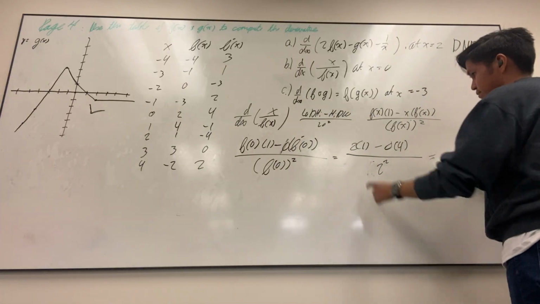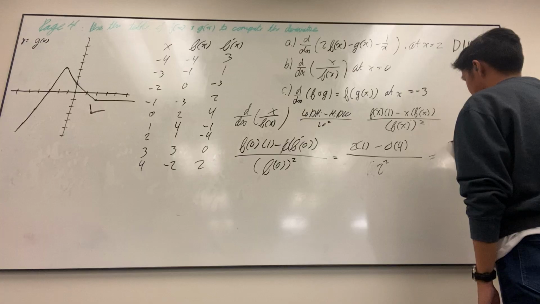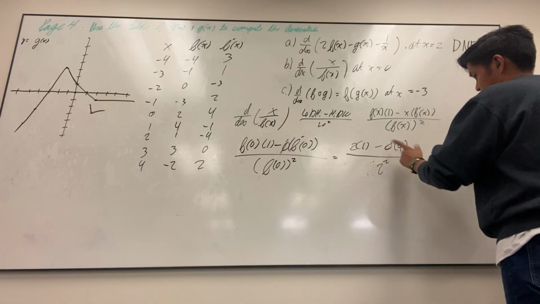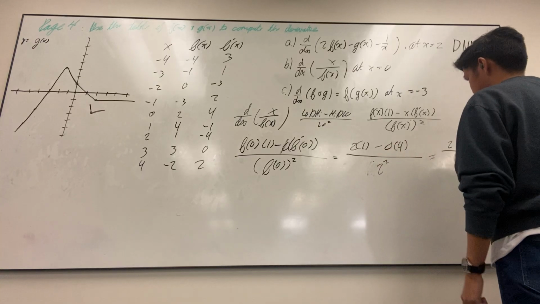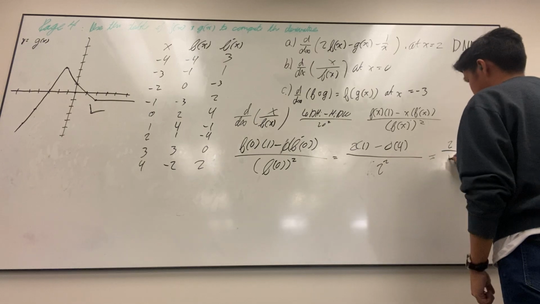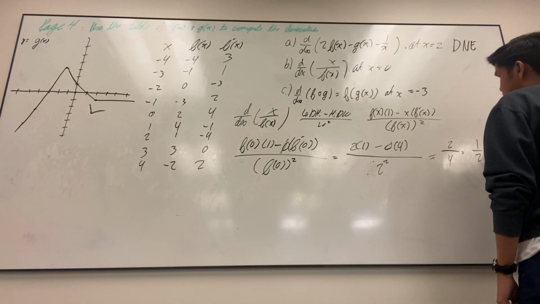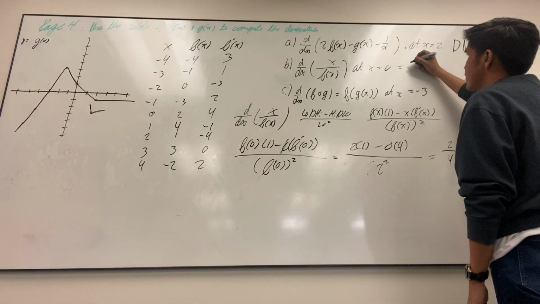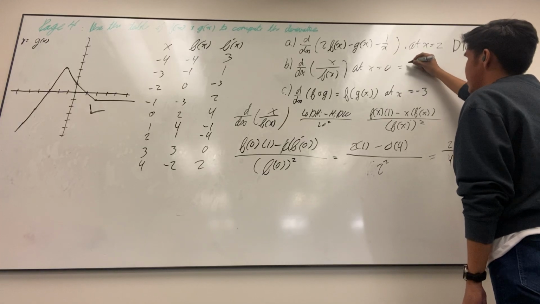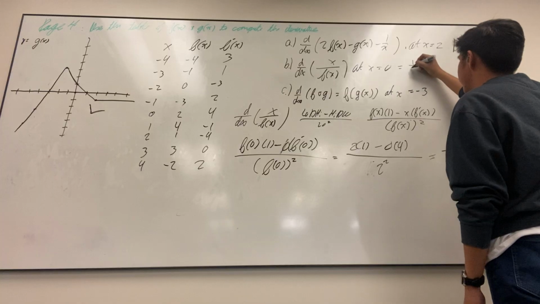Now we're able to simplify. So 2 times 1 is 2, minus 0 times 4, which is 0, so you can just cancel that out. Now you have 2 over 2 squared, which is 2 over 4. Simplify that, you have 1/2. So the derivative of x over f of x at x equals 0 is 1/2.